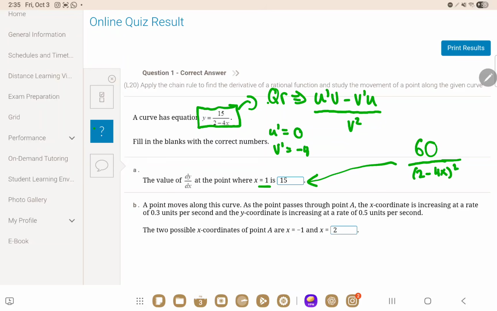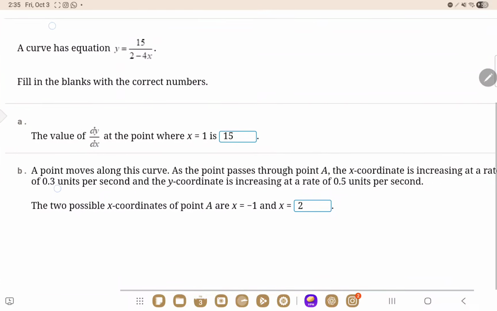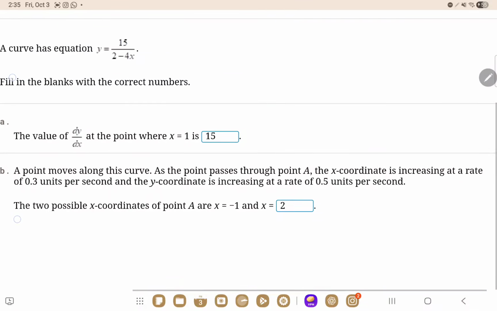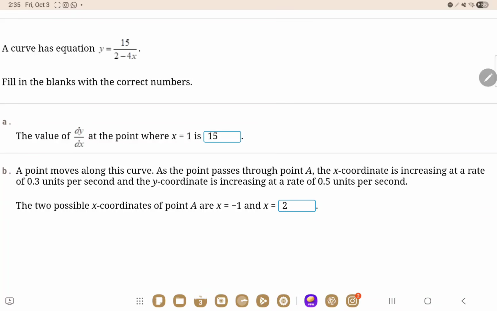Now for part B, it's a bit different. We have a point. I'm going to erase part A so I can have more space to solve. Now we have a point that moves along a curve, this curve, with this equation. Oh yeah, by the way, we need to save the derivative. The derivative was, so dy by dx equals 60 over 2 minus 4x squared.